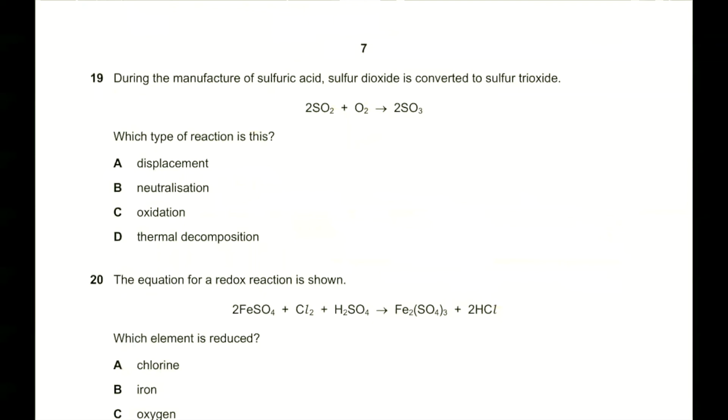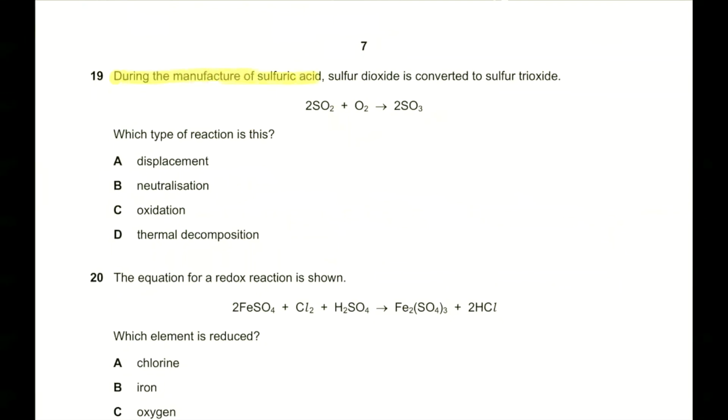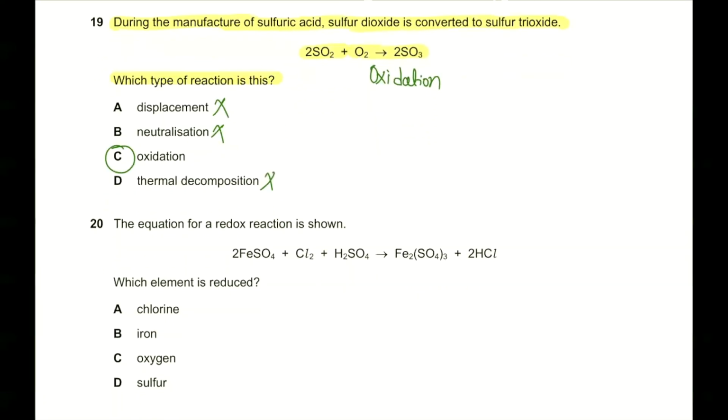Question number 19. During the manufacture of sulfuric acid, sulfur dioxide is converted into sulfur trioxide. Sulfur dioxide plus oxygen gives sulfur trioxide. What type of reaction is this? Guys, this is a kind of oxidation reaction, because we are adding oxygen. There is no thermal decomposition or anything taking place. So no displacement, neutralization, or thermal decomposition. The answer should be oxidation, because addition of oxygen is oxidation.